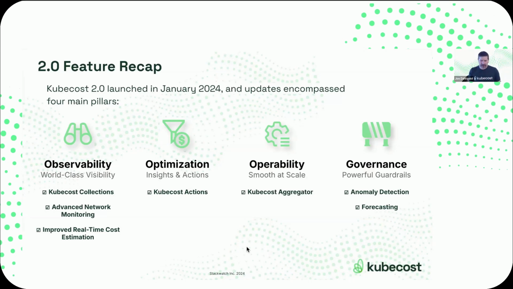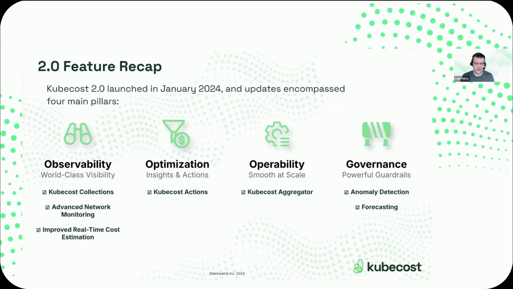Across 4 different pillars of observability, optimization, operability, and governance, we launched a handful of really big tier one new features and capabilities. So, Carl, did you want to jump into maybe what those features are and at a high level, what they do?